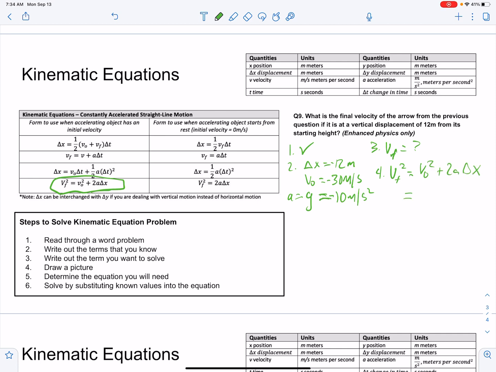All right. What we have there then is v final equals the square root of v naught squared, that's v initial, plus 2. A is actually g, the acceleration due to gravity, because this is acceleration.